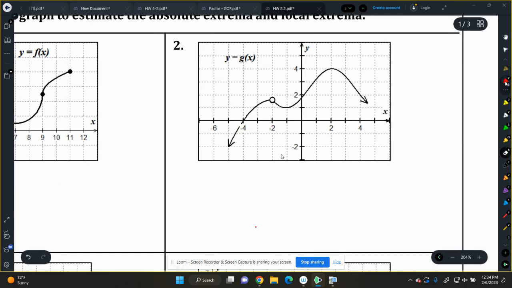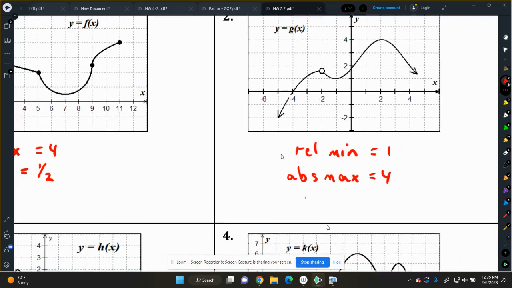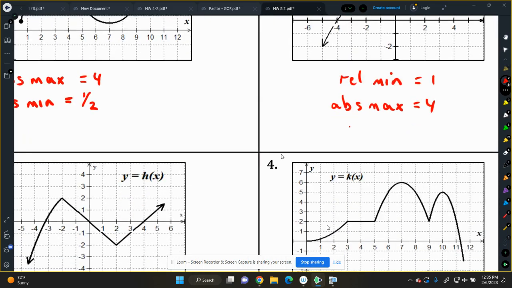How about number 2? Negative one, sorry. A relative minimum. A relative min of 1. How about a maximum? Absolute maximum of 4. There is no absolute minimum.